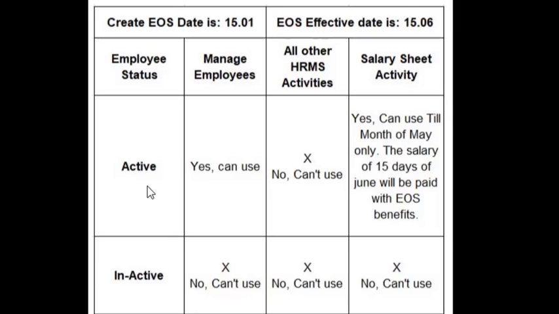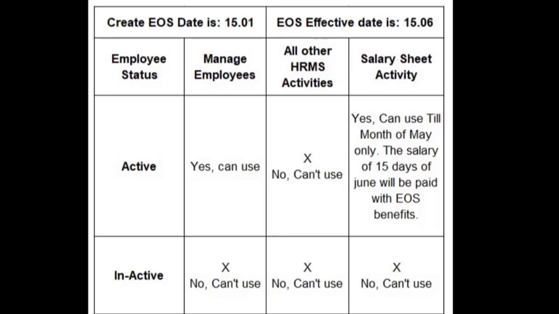Basically, when the employee's status is active and he or she reaches the effective date of the end of service, which is the 15th of June, the employee will still be processed in the salary sheet till the month of May only. And those 15 days in June will be considered and paid as end of service benefits. So up to May will be considered normally for salary sheet creation, and all those things will proceed normally. Those 15 days of June will be paid with end of service benefits instead.